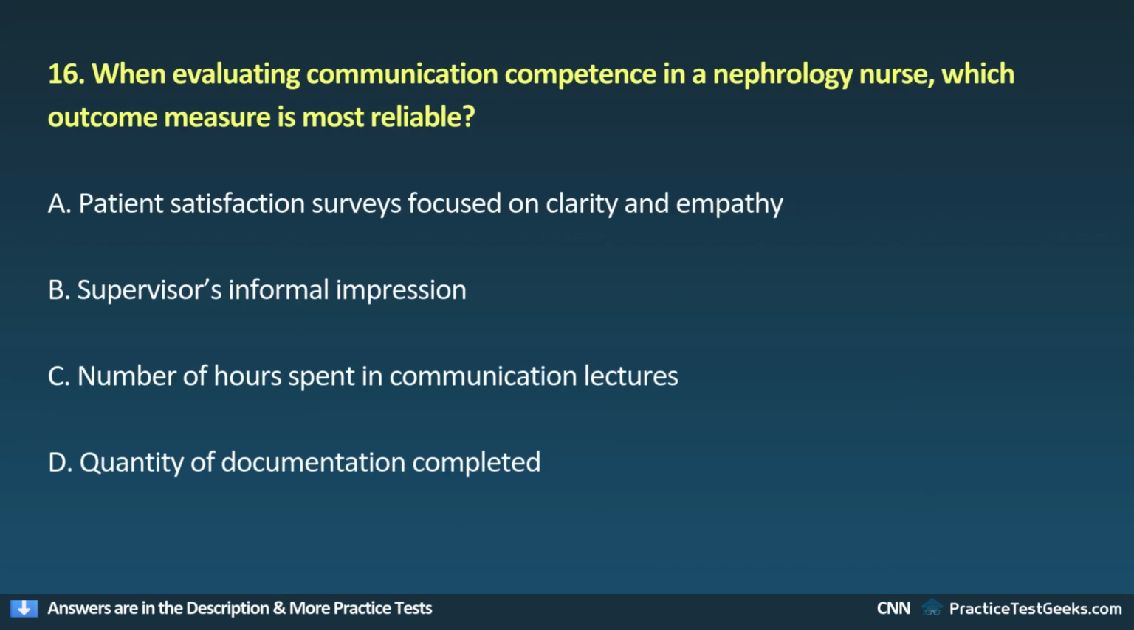16. When evaluating communication competence in a nephrology nurse, which outcome measure is most reliable? A. Patient satisfaction surveys focused on clarity and empathy. B. Supervisor's informal impression. C. Number of hours spent in communication lectures. D. Quantity of documentation completed.